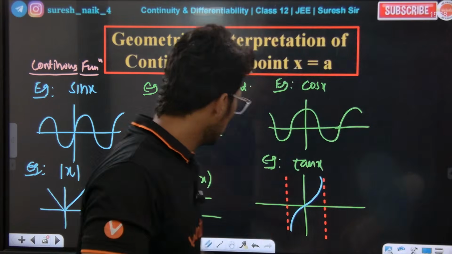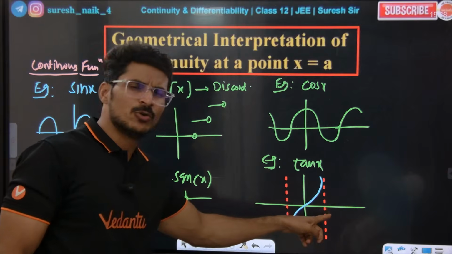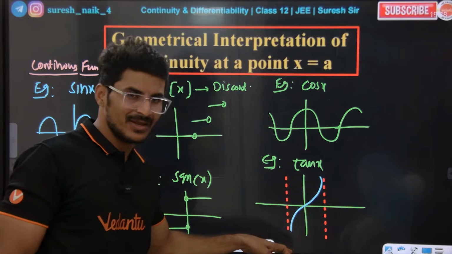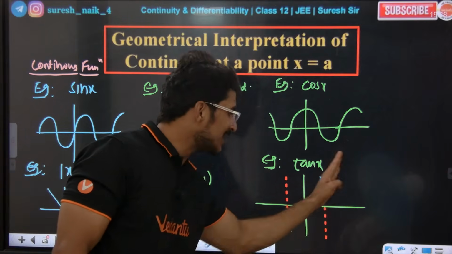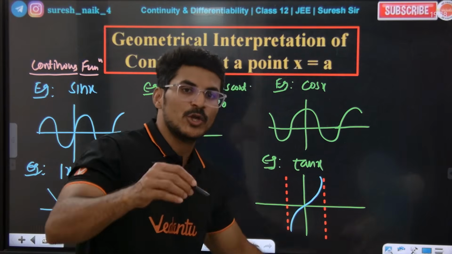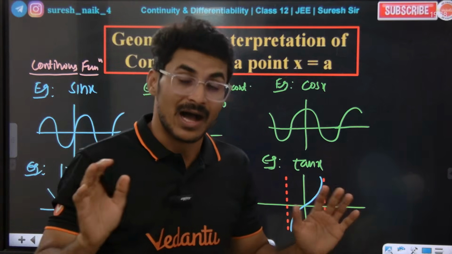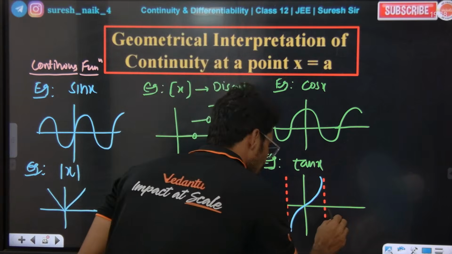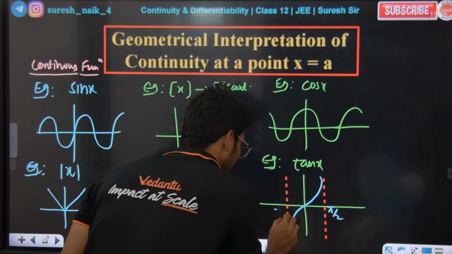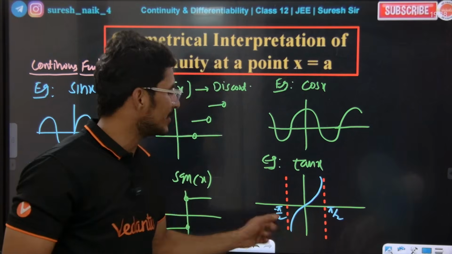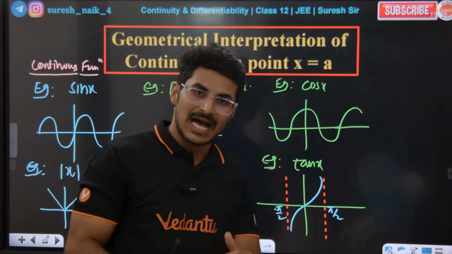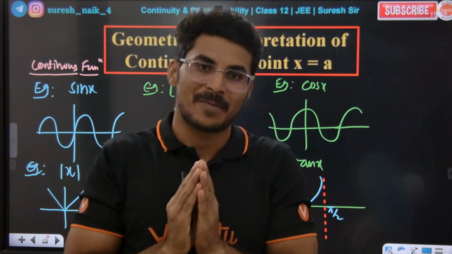Sir, if we take from minus 90 to 90, the graph comes like this, fine. But to go beyond 90, you definitely need to lift the pen up and draw the graph. Then it becomes discontinuous. Yes, I'm not denying that. It becomes discontinuous. But guys, I should not even consider 90 and minus 90, right? Yes sir, that is not in the domain of tan x.